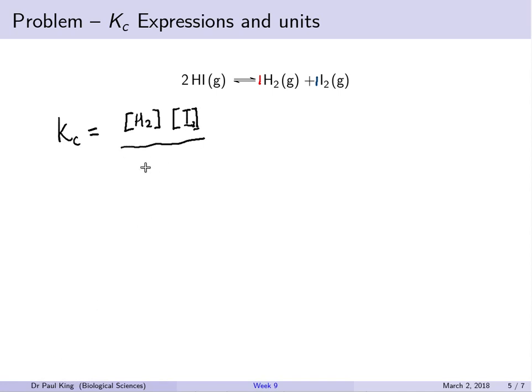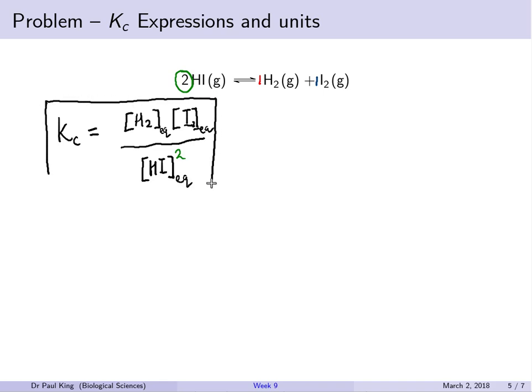We're then going to divide that by our reactants. In this case, we've got hydrogen iodide. It's the concentration that we're interested in. And then what we're going to do is we're going to raise it to the power that occurs in the chemical equation, which in this case is a 2. Okay, so that's our equilibrium constant expression. Again, we could write down EQ for each of these concentration terms to remind us that it's at equilibrium, and we should also include the phases, but I haven't done so here. That then is our equilibrium constant expression for this reaction.